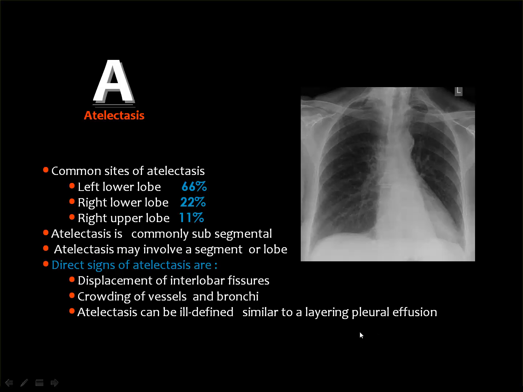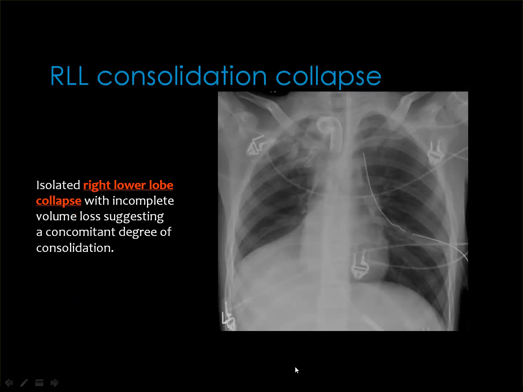And you remember from the early days, when the plain film was the only available modality for evaluation of intrathoracic abnormalities, we have been taught that the direct signs of atelectasis are the loss of volume with resultant displacement of the fissure, and crowding of the ribs. It can be ill-defined, similar to a pleural effusion if it is present near the costophrenic angle.